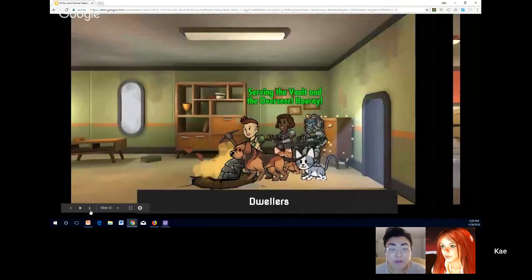Okay, so this is an example of dwellers. And the dwellers say, "Serving the vault and the overseer, hooray." So that's all they do, they serve the vault and the overseer. That's pretty much a good representation of the dwellers. Next.